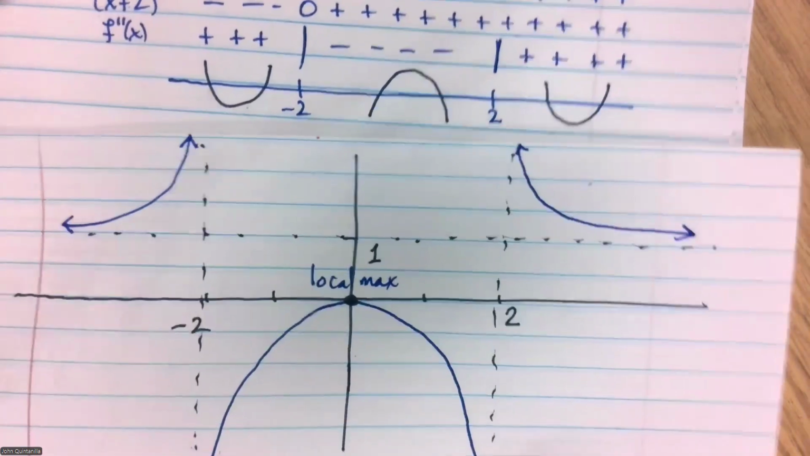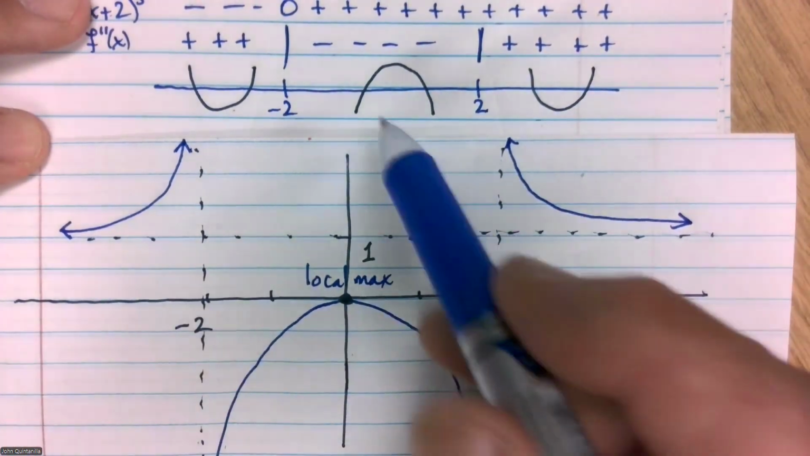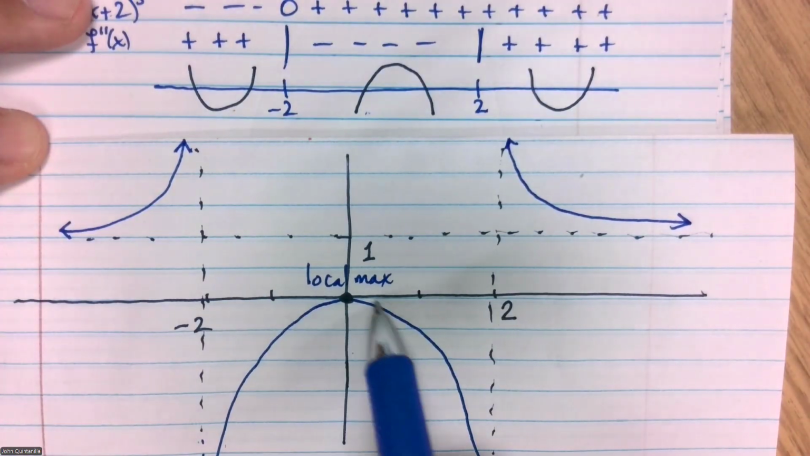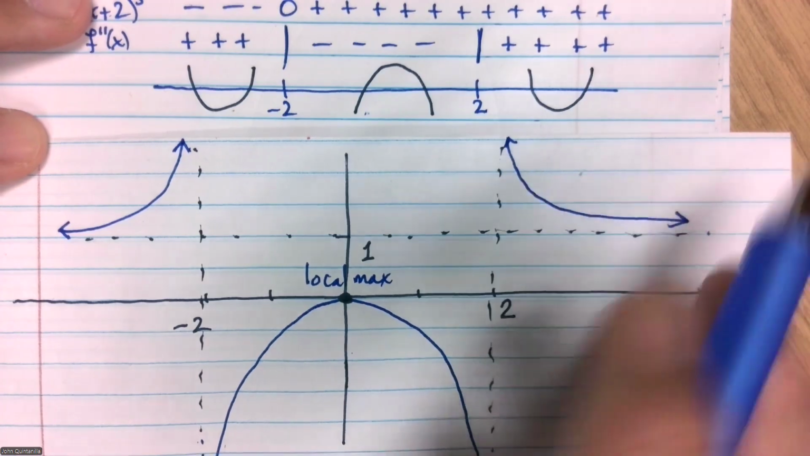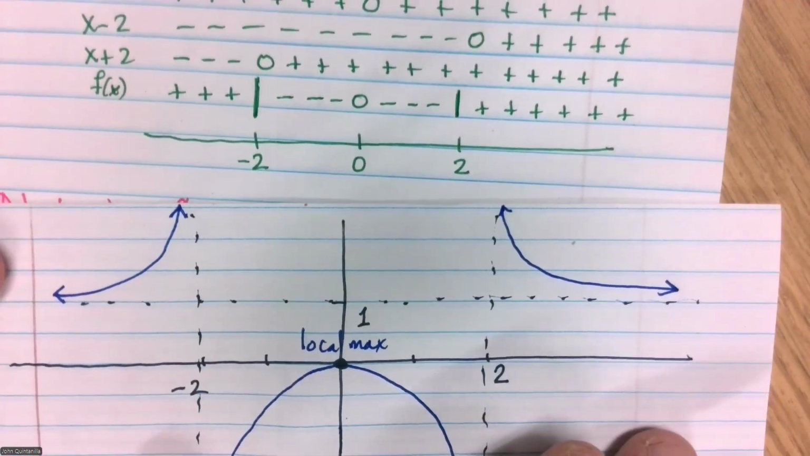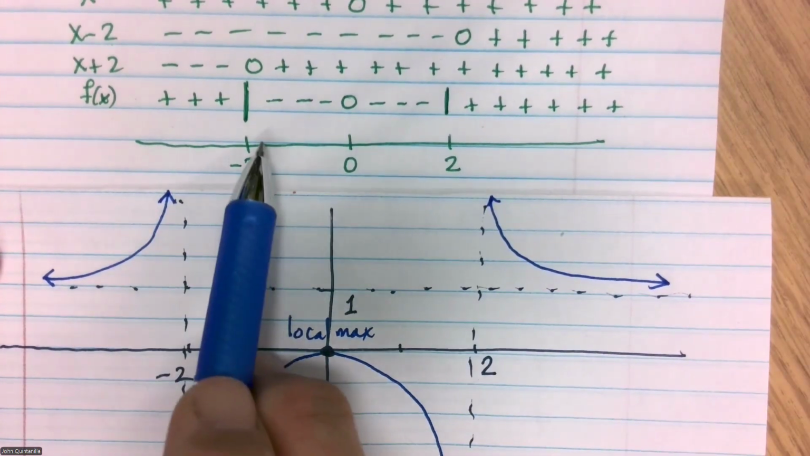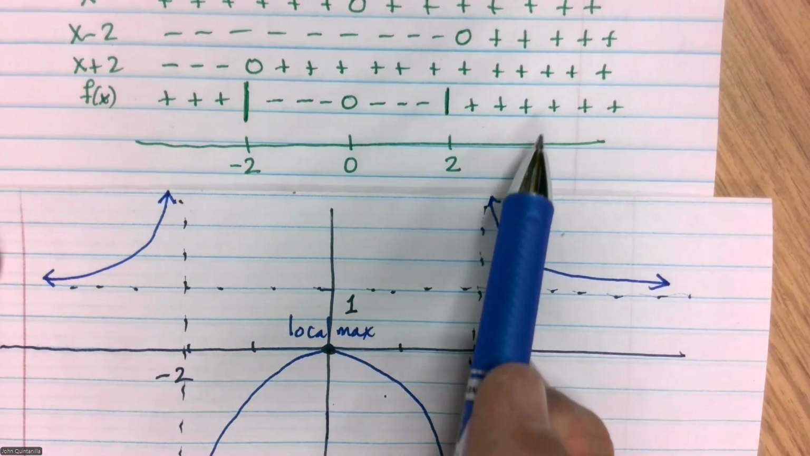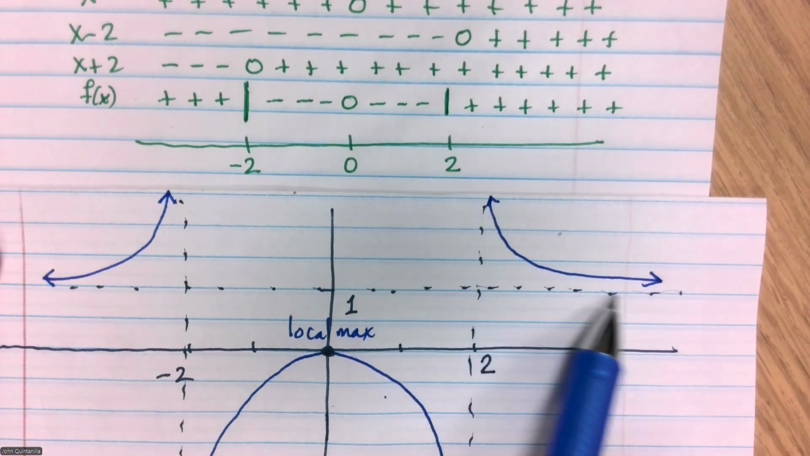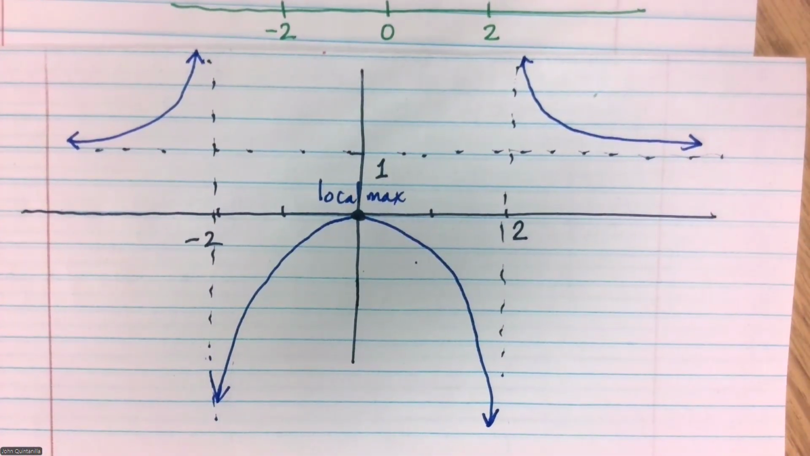And just scanning what I see here, it is concave up over here to the left of negative 2. It is concave down between negative 2 and 2. It is concave up to the right of 2. Also looking at my sign chart of the original function, it is positive to the left of negative 2. It is negative between negative 2 and 2, except for 0. And the graph is positive between 2 and plus infinity. And so that is the graph.